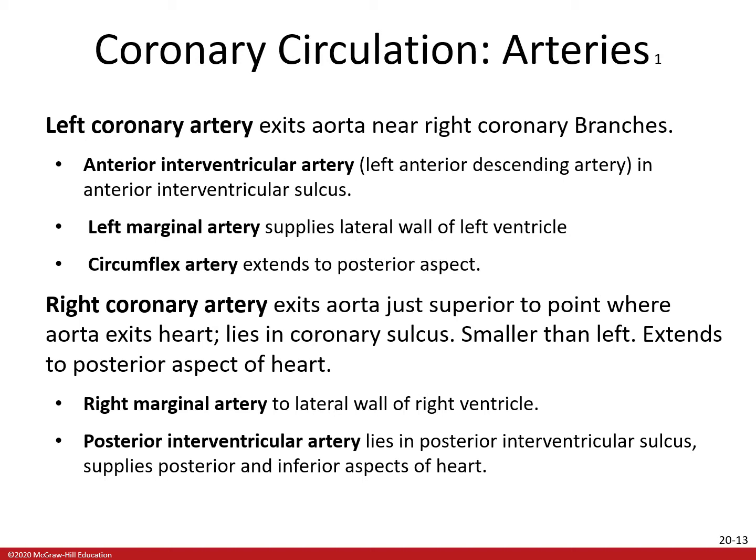From there you have the right marginal artery, which is going to be lateral to the lateral wall of the right ventricle, and the posterior interventricular artery is going to lie in the posterior interventricular sulcus. Again, anytime you see that word sulcus, I don't know that I said this before, that just means a depression. A sulcus, I always think sunken depression. But that is going to supply the posterior and inferior aspects of the heart with that highly oxygenated blood.